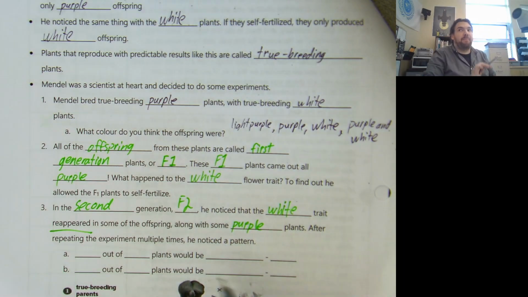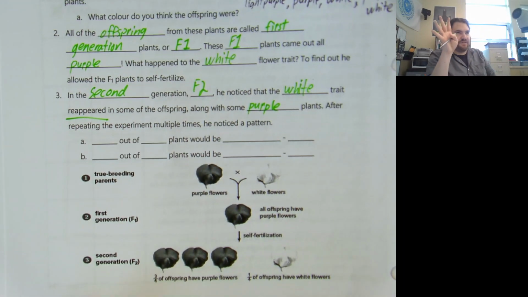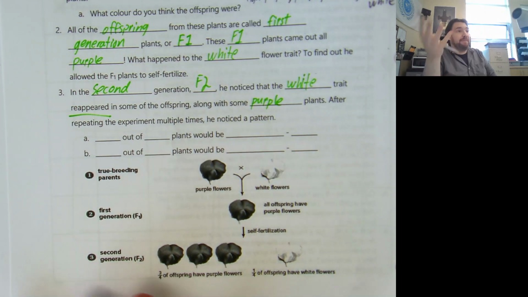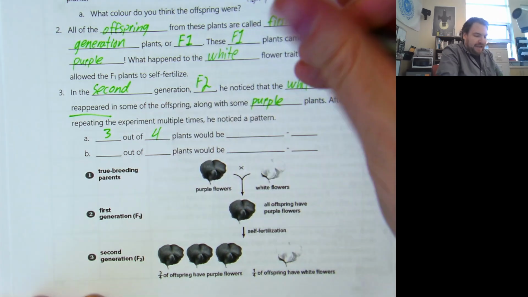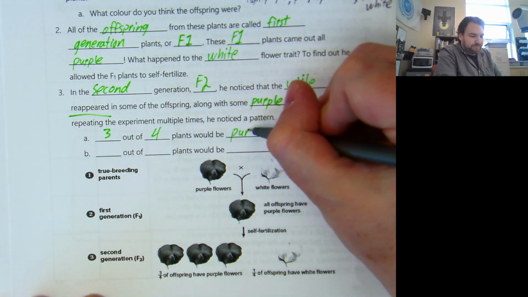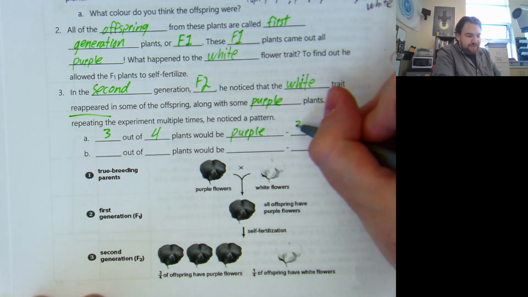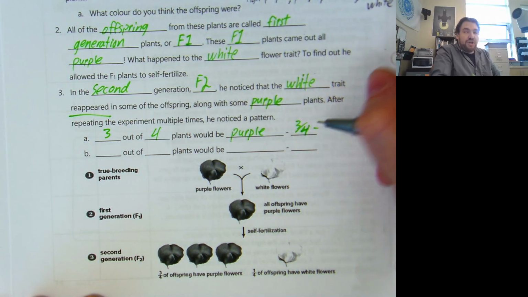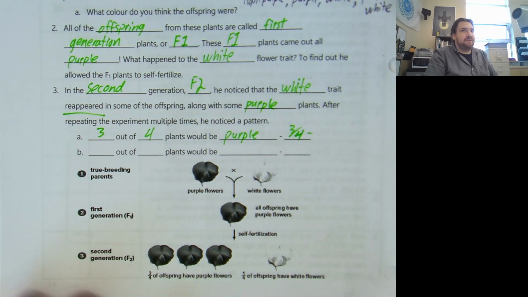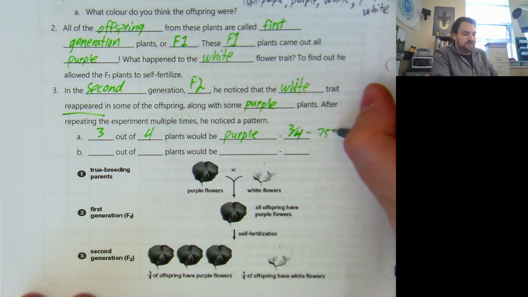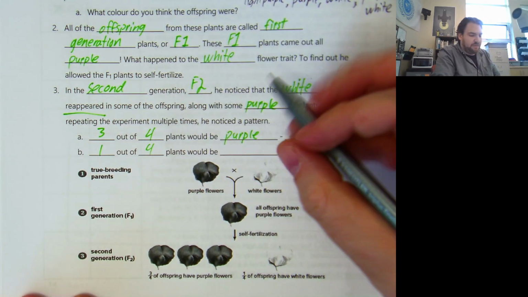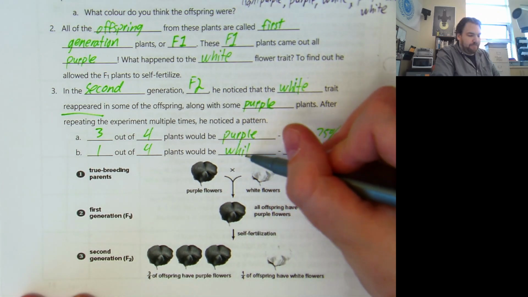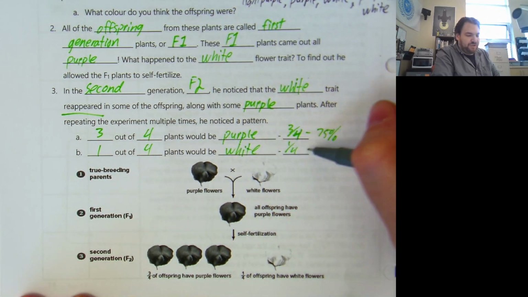After repeating the experiment a bunch of times, he did hundreds of trials with this. And pea plants can grow really quickly, so you can do that. What he noticed was that 3 out of the 4 plants would be purple. I'm going to write that as a fraction and as a percentage over here. 3/4 is what as a percent? 75%. Very good. And he noticed that 1 out of 4 plants would be white, which is 1/4, which is 25%.